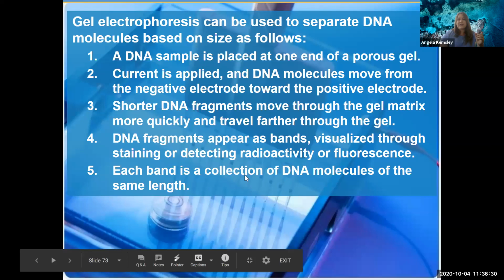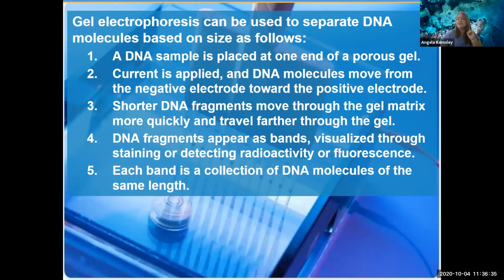The DNA fragments appear as bands, which I'll show you a picture of in just a minute. And we're able to visualize that. We're able to see them because we stain them using some kind of radioactivity or fluorescence. So they're different colors, basically. You'll see that in the picture in a minute. And so each band is a collection of DNA molecules of the same length.